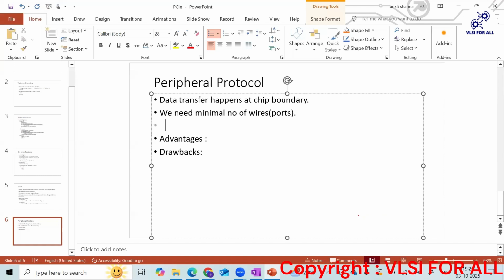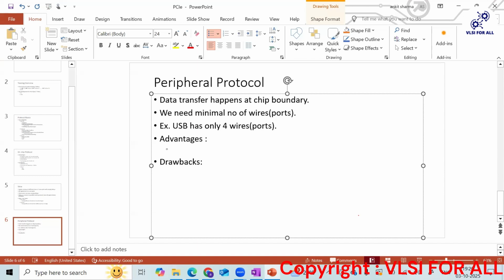Okay. So for example, we can put USB. USB has only 4 wires, which are nothing but ports. So we have only 4 ports at the USB. So can you imagine if USB is having 200 wires or 100? Answer is no.